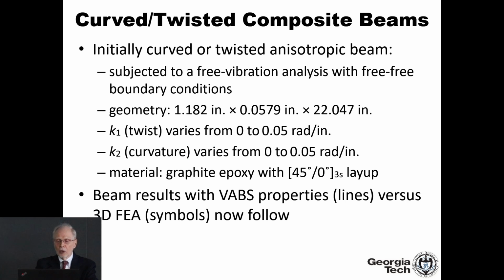We can look at initially curved and twisted composite beams. Here is a situation where the beam has a strip-like geometry, and it has either a twist per unit length, which we call little k1, varying from 0 to 0.05 radians per inch, or k2, a curvature, which has the same variation, and the material in both cases is a graphite epoxy with the layup specified here.